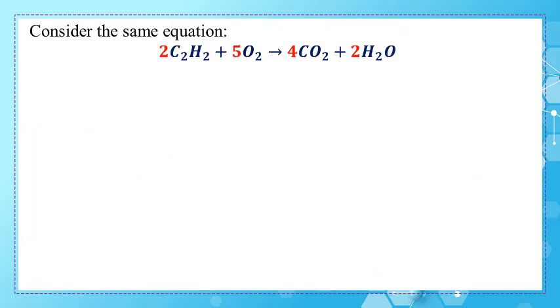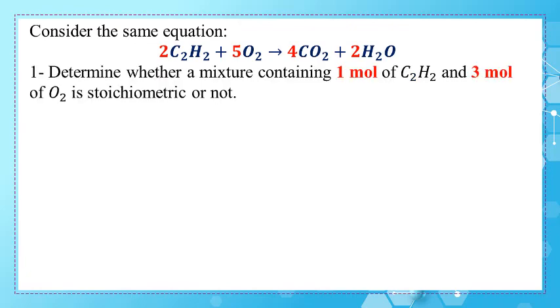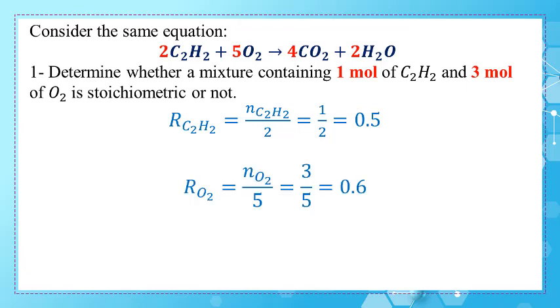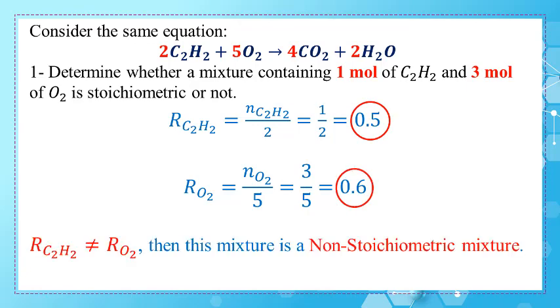Let us consider the same example but a new mixture. We want to determine whether a mixture containing 1 mole of C2H2 and 3 moles of O2 is stoichiometric or not. Ratio of C2H2 equals number of moles of C2H2 over 2, equals 1 over 2, equals 0.5. Ratio of O2 equals number of moles of O2 over 5, 3 over 5, equals 0.6. We notice that the ratios are different, so this mixture is non-stoichiometric mixture.